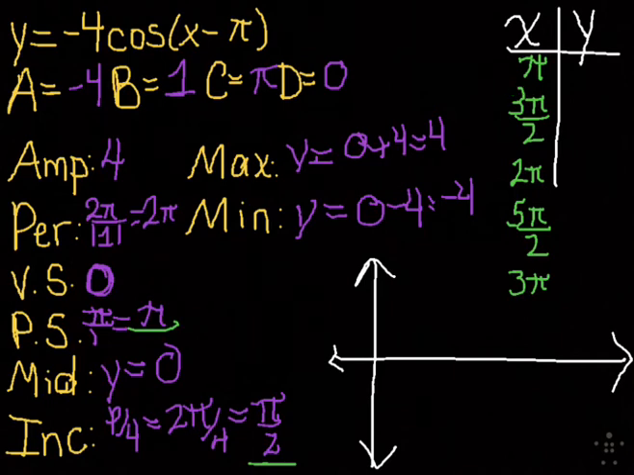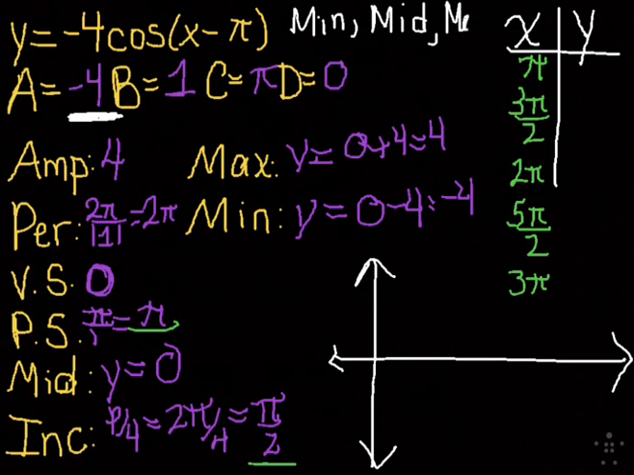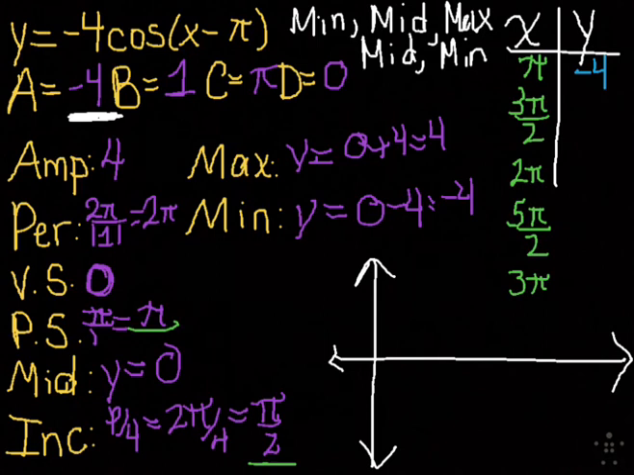All right. Now we have to get our pattern for our y value. So if you look this time, look at the value of A. A is negative. So when A was positive, we started with the maximum. When A is negative, we start with the minimum. So our pattern is min, midline, max, midline, min. So the minimum value here is -4. Midline is at 0. Max is at 4. Midline is 0. Minimum is -4.